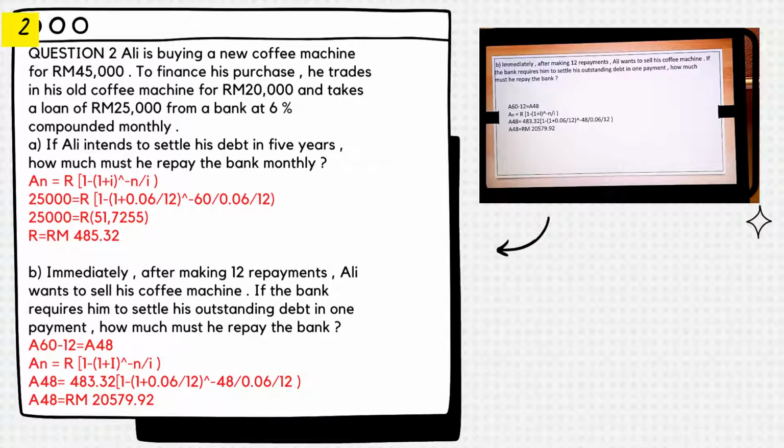RM483.32. And just use the same formula of i here and here too, but convert the n to 48 as indicated above. The answer for A48 is RM20,579.92 that he must pay to the bank.